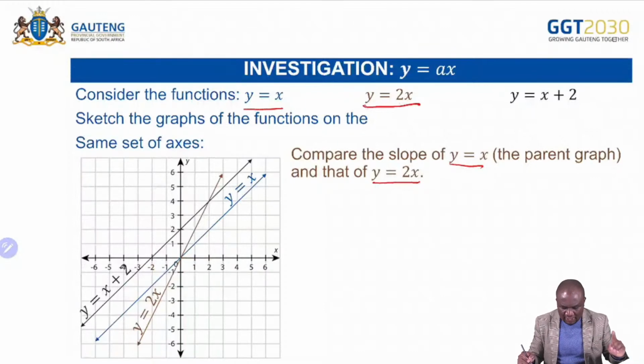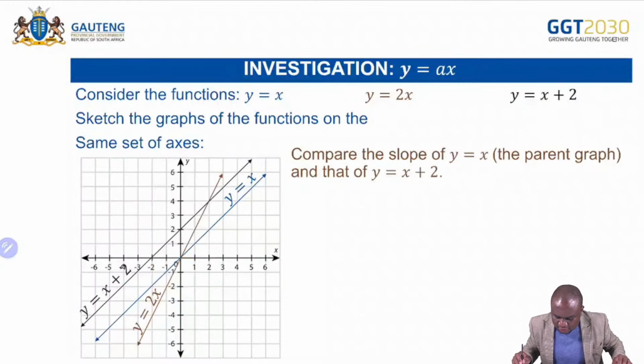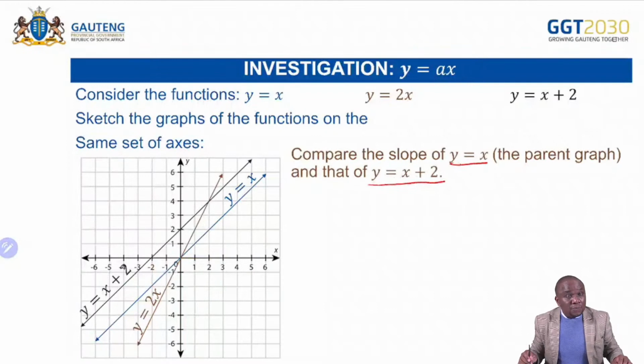And then compare the slope of y is equal to x and y is equal to x plus 2. Do you see that they are parallel lines? And then what did you say about parallel lines in the previous lesson? They have the same gradient. The gradient is 1 here, the gradient is 1 there. See that? They are parallel, they have the same gradient.